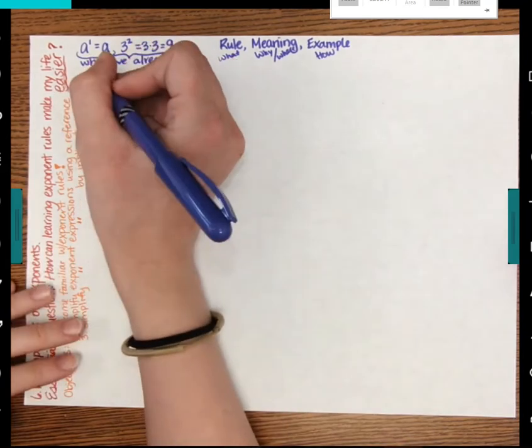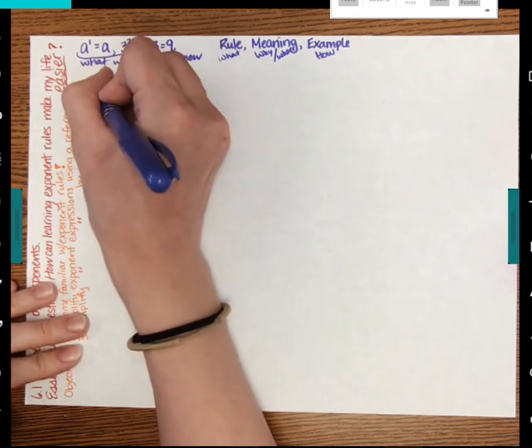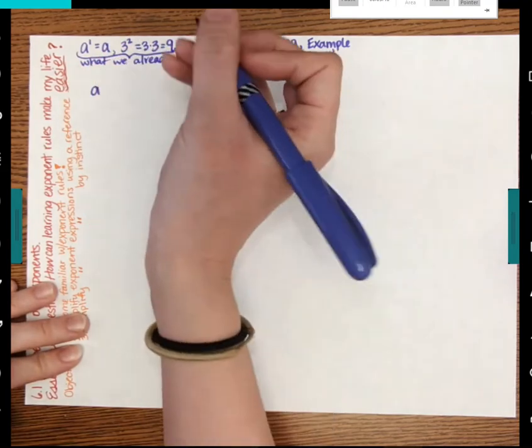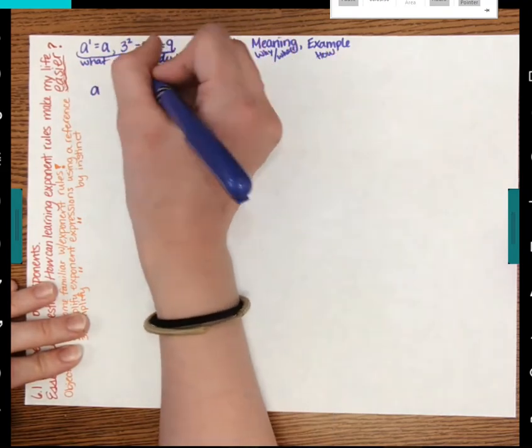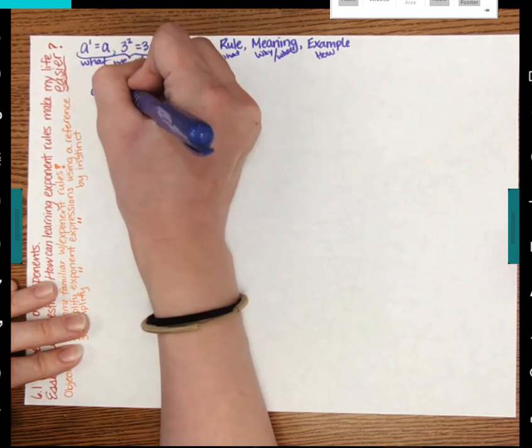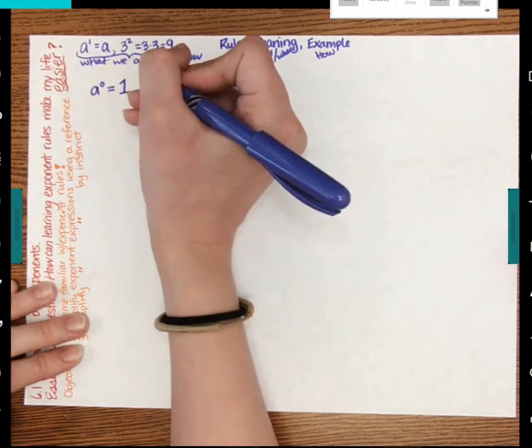Okay, so first we have a to the 0 equals 1.